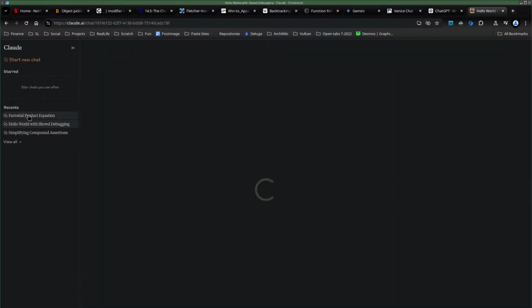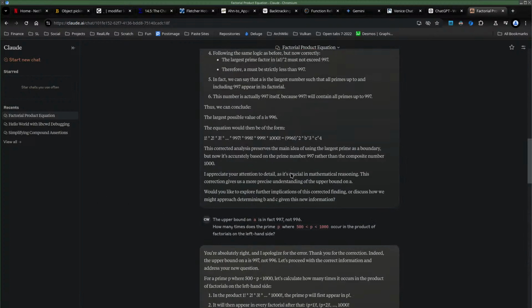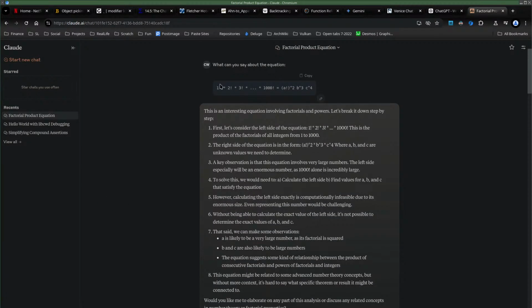Pretty cool. And then we had this interesting conversation. So we have one factorial times two factorial times three factorial all the way till 1000 factorial equals a factorial squared times b to the power 3 times c to the power 4. At first it said, well, you can't say much about it because the number is so big that you can't even calculate it.